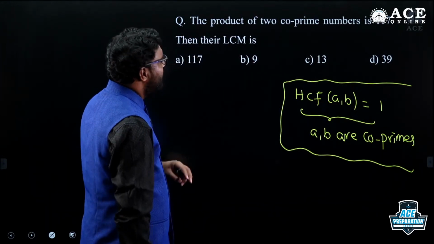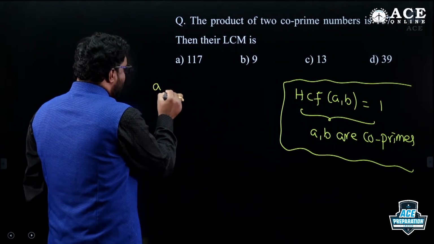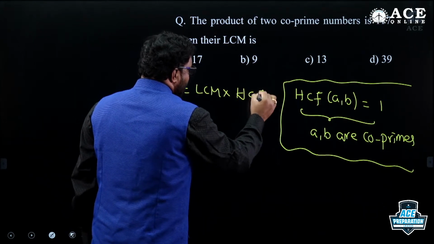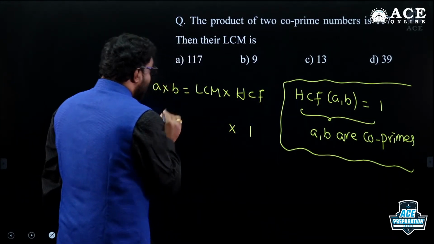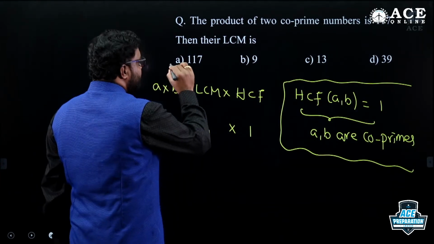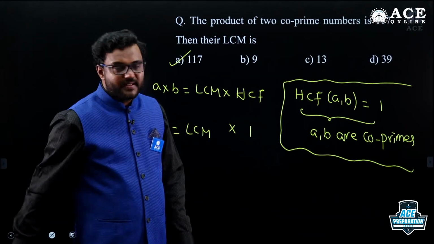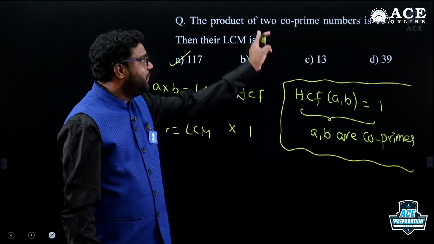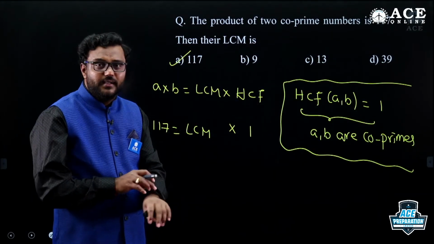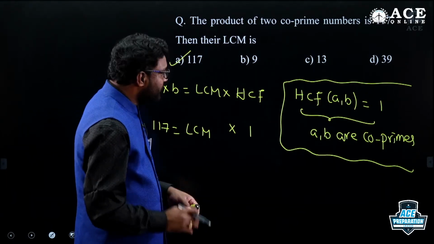Right, now here, product of two co-primes is 117. So, product of these two is 117, and we know for co-prime numbers HCF is 1. This product is 117, so LCM must also be 117. For co-primes, LCM is equal to the product of the numbers because HCF is 1. For co-primes, HCF 1, definitely LCM is equal to product of the given numbers, my dear friends. Clear? Now see the next question.